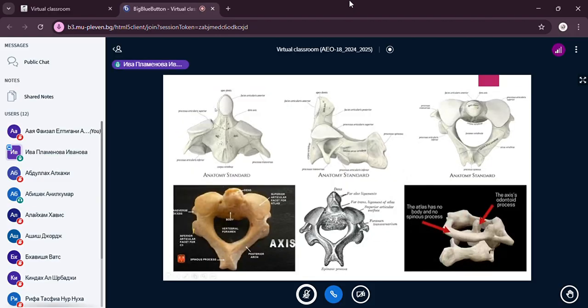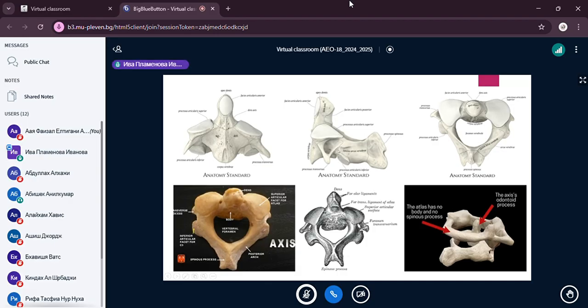That's the anterior view: dens axis, the body, or in Latin corpus vertebrae. Here is processus transversus. Of course, on the dens axis, we have the articular surface. We have apex dentis and processus articularis superior with articular surface, I told you.